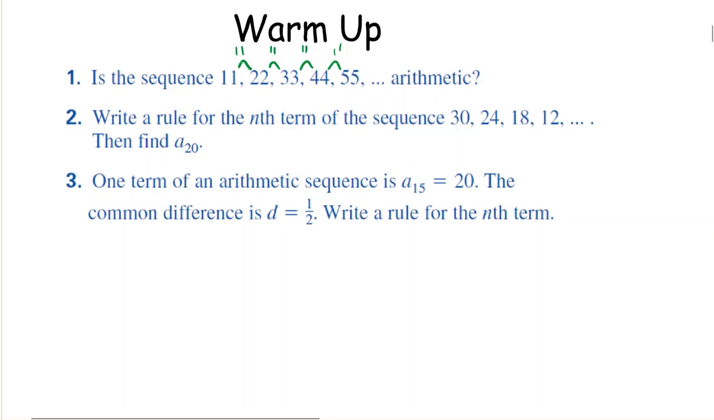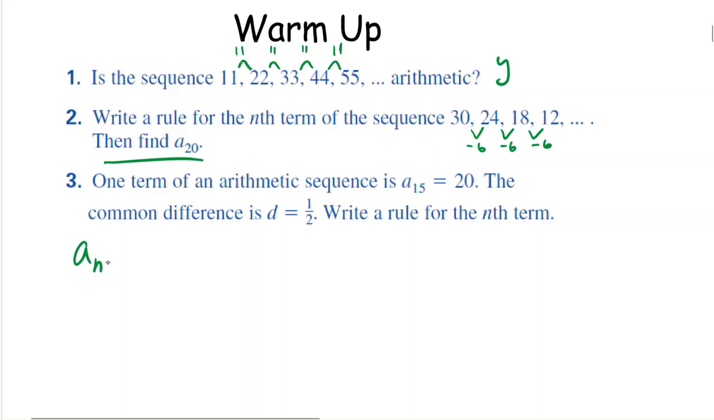We're just adding 11 each time. So yes, that's arithmetic. Write a rule for the nth term of the sequence. So what are we doing here? Looks like we're subtracting 6 each time. And then we want to find the 20th term.